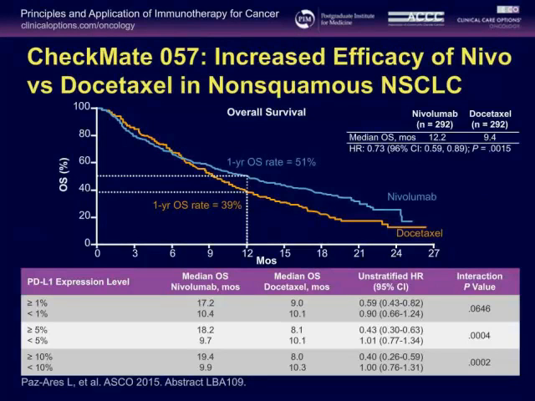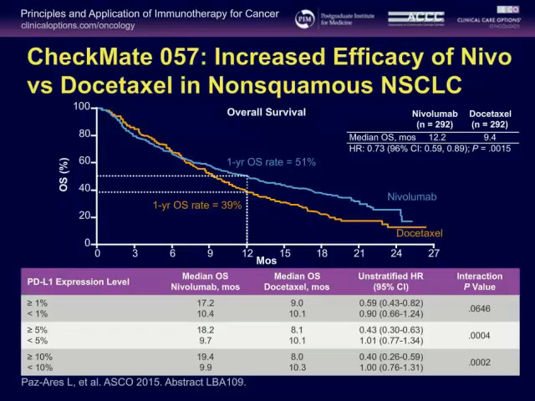And when we look here at the results, you can see that, again, there was a statistically significant improvement in overall survival, hazard ratio of 0.73, and again, about a 3-month difference. The numbers are shifted up a little because the non-squamous patients overall tend to do better. But again, very impressive results here.